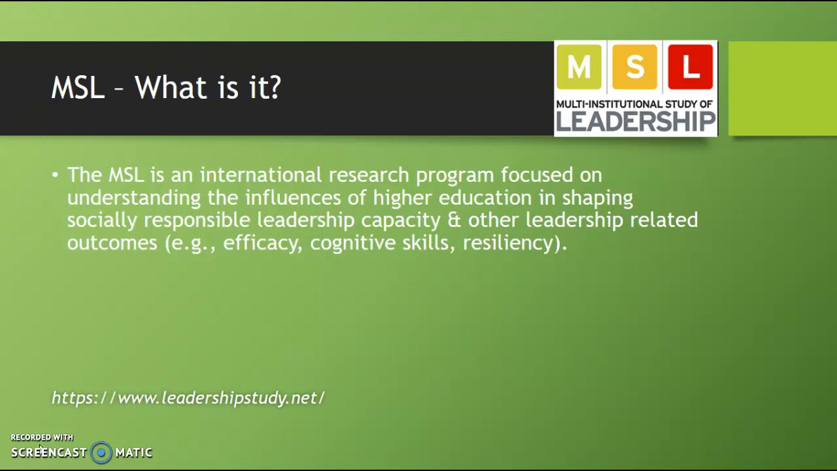Well, on their website, they define it as an international research program focused on understanding the influences of higher education in shaping socially responsible leadership capacity and other leadership-related outcomes. It was designed essentially as a way for institutions to better understand the development of leadership skills across students on their campuses, and to allow them to functionally improve the programs and activities offered to help develop those skills.